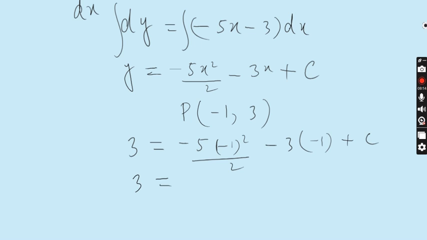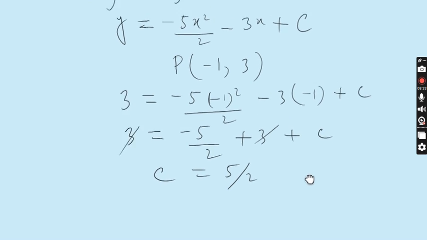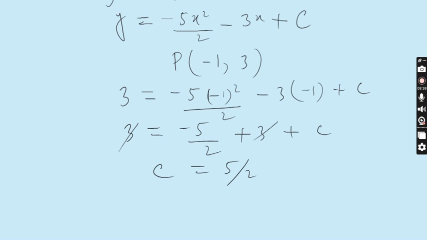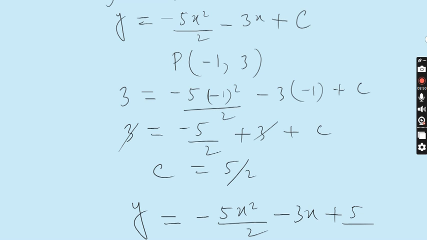So 3 is equals to -5. (-1) squared is +1. So upon 2, minus (-3), plus c. This 3 cancels by this 3. So c is equals to positive 5/2. Hence the equation of the curve is y equals -5x²/2 - 3x, and c is 5/2. This should be our final answer.